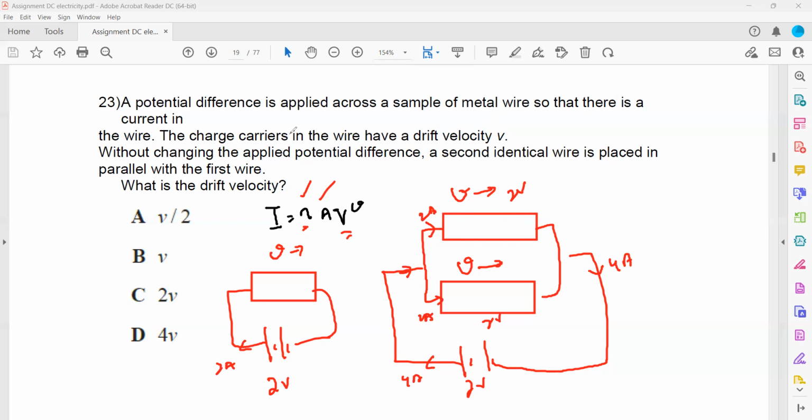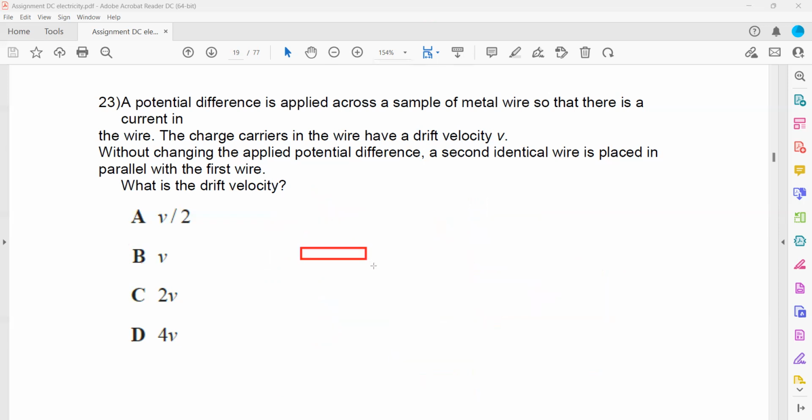the drift speed is there. Without changing the potential, a second is placed in parallel. So what is the drift velocity? What will happen to drift velocity? It won't change at all, because drift velocity depends on how much voltage we apply, what is the resistance, what is the length, many factors it depends on. So in this case, because the conditions are same, 2 volts is applied, that's why the drift velocity does not change. But what if this same question was there, and this way we connect them in series?